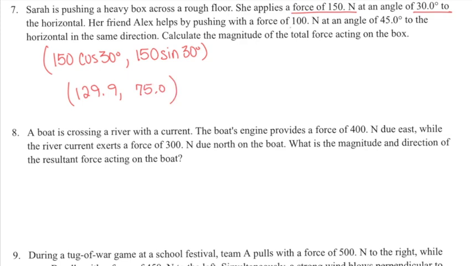Friend, we're going to look at his magnitude and angle. We're going to do the same thing. He is also to the horizontal in the same direction. So he's not pulling against her. We don't have to assume a negative pull. Same direction, which means we're going to say 100 times the cosine of that 45 degrees and 100 times the sine of that 45 degrees. Again, first quadrant.